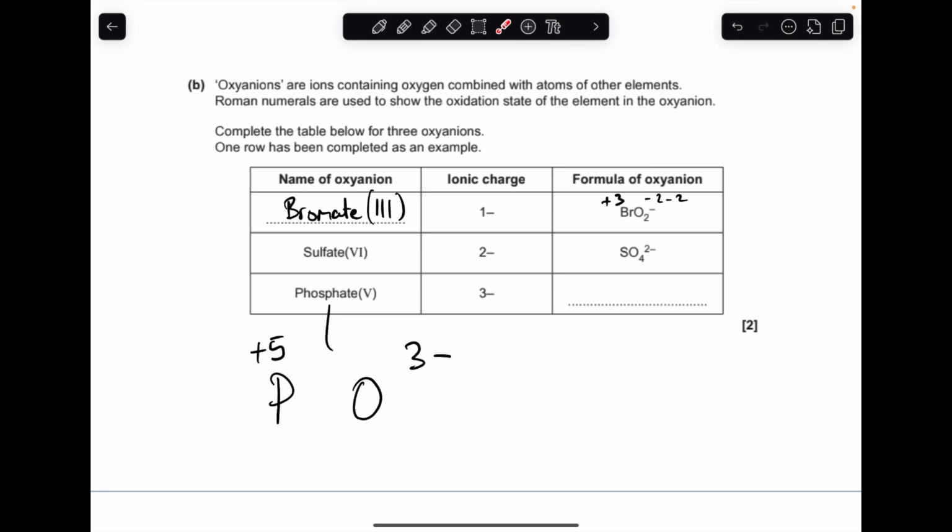Moving on to the third one, so phosphate(V) obviously is going to contain phosphorus and oxygen. The Roman 5 there is telling us the oxidation number of phosphorus is +5, and we've got the total ionic charge of 3-. So remember, oxygen's got an oxidation number of -2. So how many of these do we need to be left with the 3- charge when we've got +5 for the phosphorus? So obviously we need a -8 total from the oxygen to leave the -3. So we're going to need 4 oxygens. So it's PO4, and obviously 3- charge.